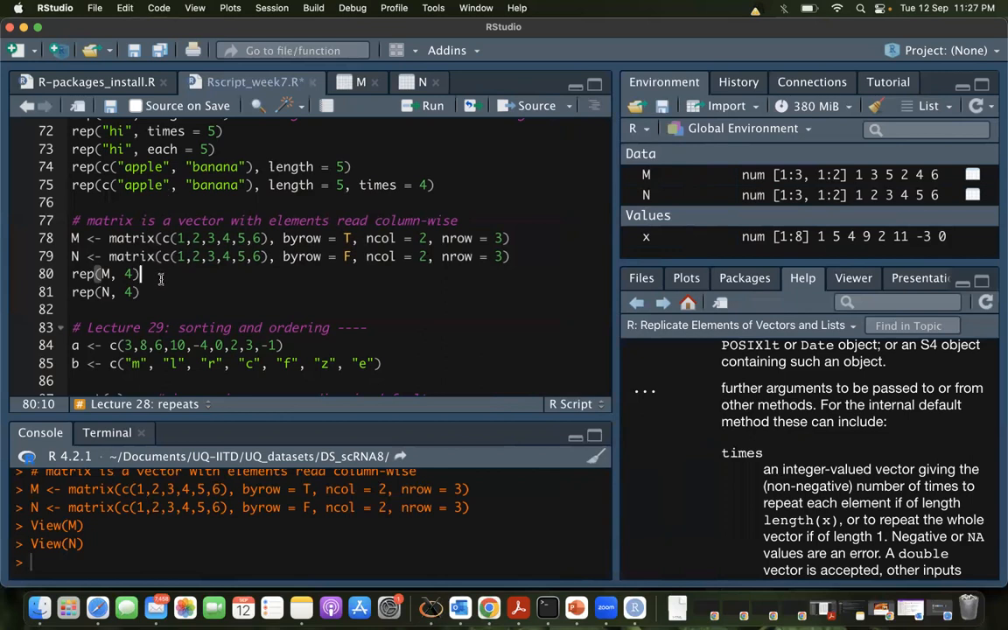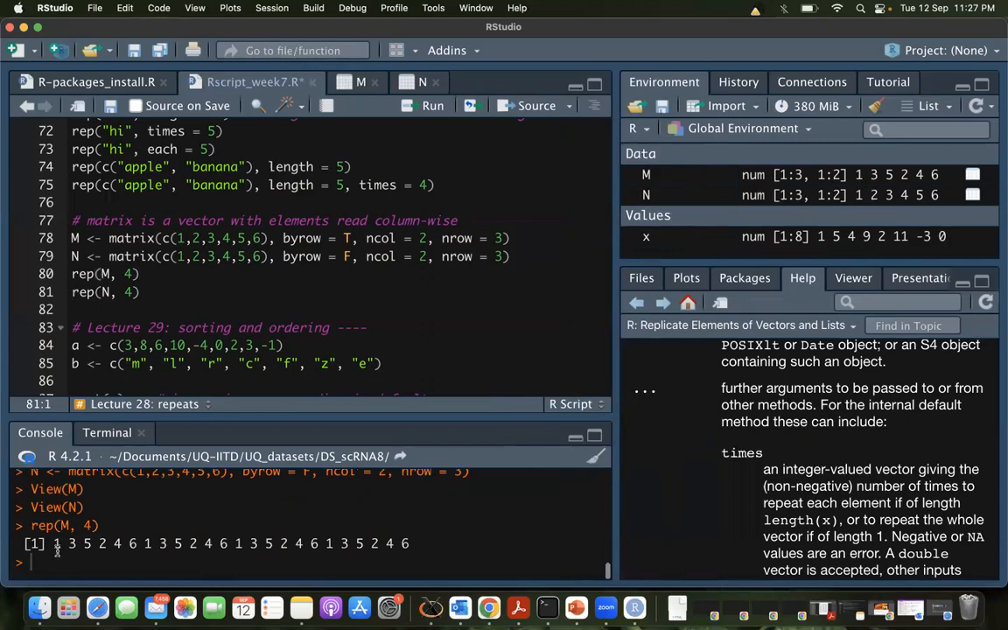So for today's class, we'll just say that you have the repeat function here. So you want to repeat the matrix elements 4 times. If you're repeating the elements 4 times, it is 1, 3, 5, 2, 4, 6, that's going to be repeated 4 times. And again, 4 here means times. So 1, 3, 5, 2, 4, 6, 1, 3, 5, 2, 4, 6, and that's 4 times.